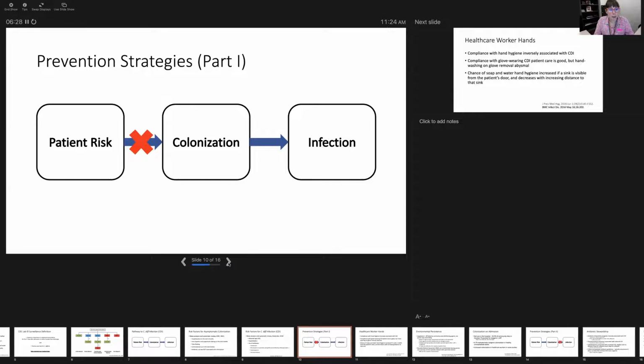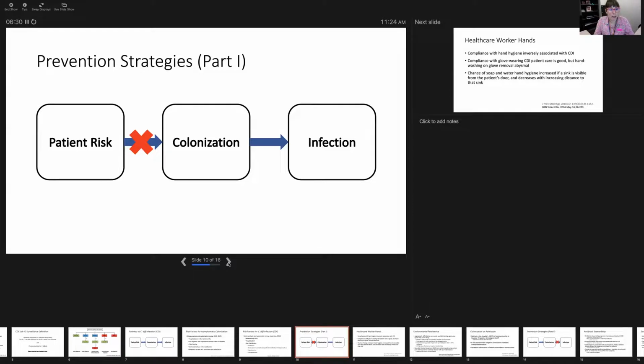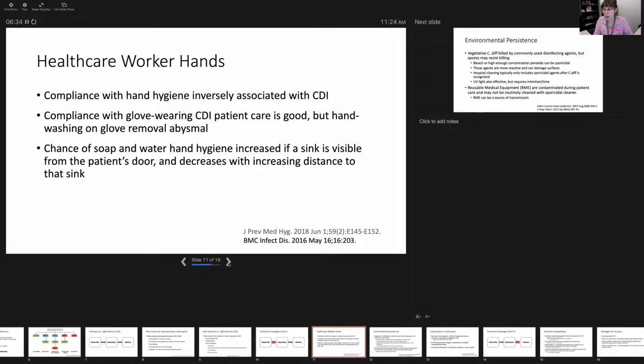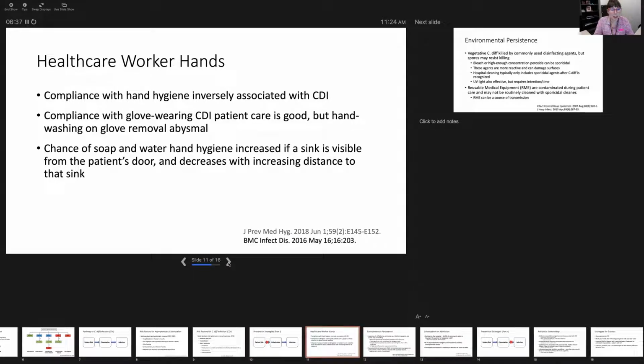So first, let's talk about stopping patients going between having risk factors and becoming colonized. The main way to prevent that from happening is good hand hygiene. Healthcare worker hands have been shown to be associated with transmission of all varieties of infection.